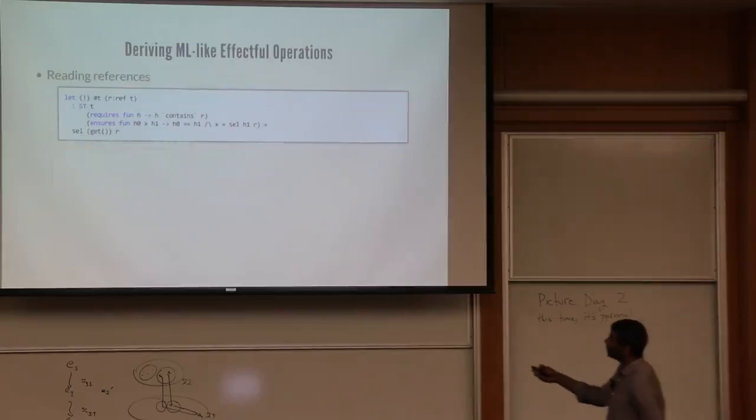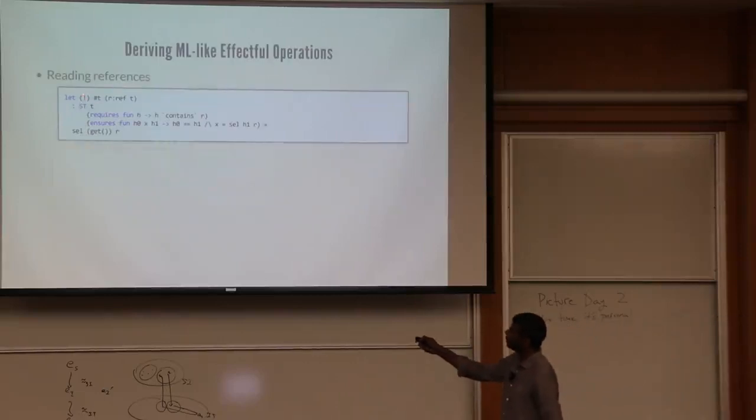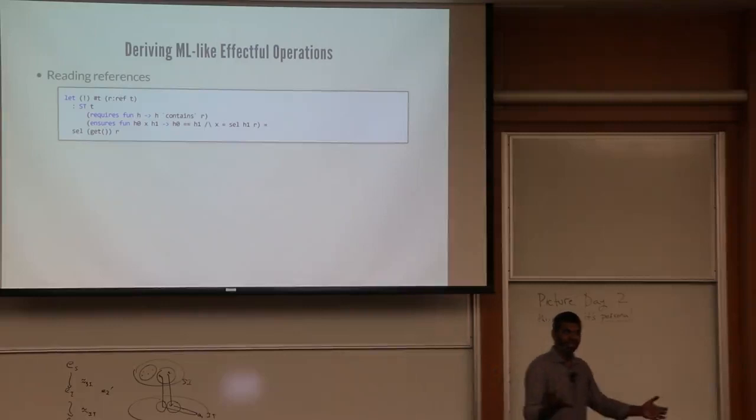Now, to read references, I can define bang this way as an effectful combinator that says if I have a ref T, I have a stateful computation returning a T. But I need to prove that in the initial state, the ref is still live. The heap contains the reference. And if so, I'm not going to change the heap, but the value that I return is going to be the value of the reference in that state. And I can implement this on top of my monolithic state, because I have my monolithic state monad.